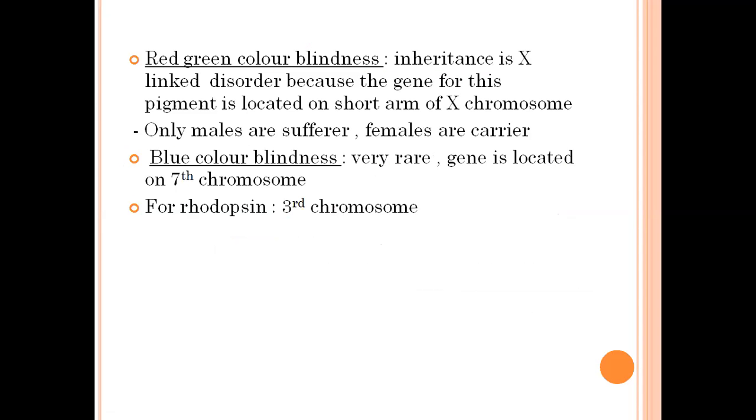So the most common color blindness is red-green color blindness, and it is mainly an X-linked disease, inherited from the X chromosome. So males are sufferers while females are carriers. Blue color blindness is again a very rare condition. The gene is located on chromosome number 7.